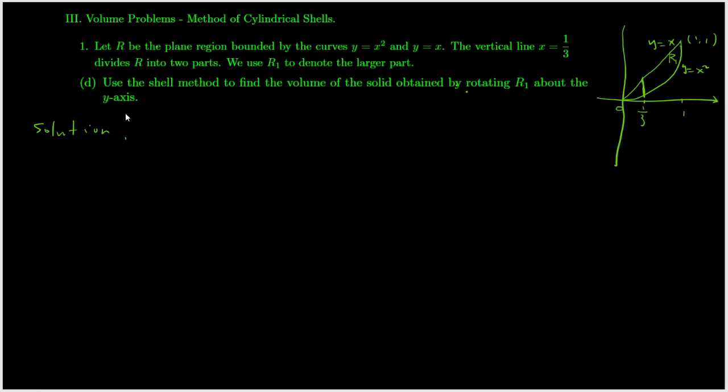Now look at the question. In the question, we are going to rotate R1 around the y-axis. Now imagine the plane region. We rotate the plane region R1, the shaded region I shaded earlier, around the y-axis at this time. So don't be dizzy. We are rotating all the time around the y-axis. Imagine the solid.